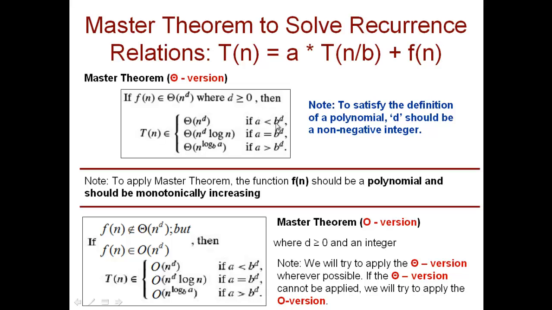And where is this d coming from? d is coming from f of n. f of n may not even have a or b values, it will have only n raised to d values. So if a is less than b raised to d, it tells us that the combining part of the divide and conquer strategy is more dominating than the divide part. Because the n raised to d really comes from f of n. So that's the time complexity to combine the solutions.